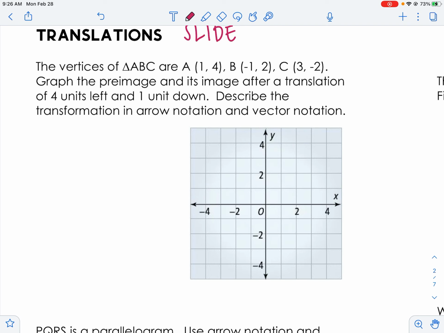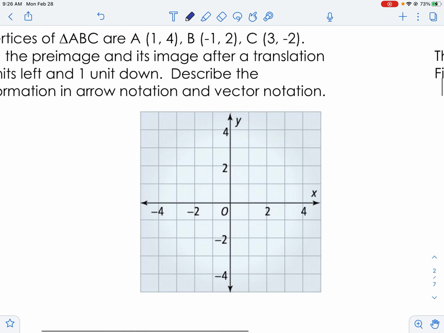The vertices of triangle ABC are A is at 1, 4, B is at negative 1, 2, and C is at 3, negative 2. I'm going to go ahead and put those on my graph, but I need to be very, very careful and label them. So A is at 1, 4, put point A there and label it. B is at negative 1, 2, put point B there and label it. C is at 3, negative 2, put point C there and label it. And now I'm going to go ahead and connect them. A lot of transformations is just connecting the dots. And we have some artistic skills there.